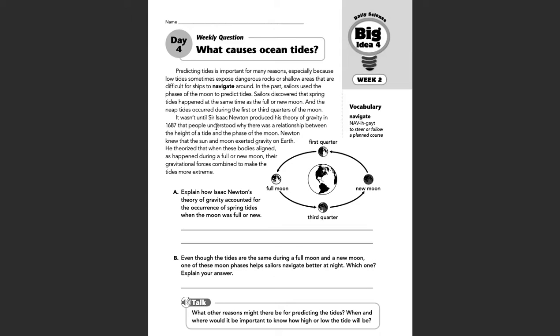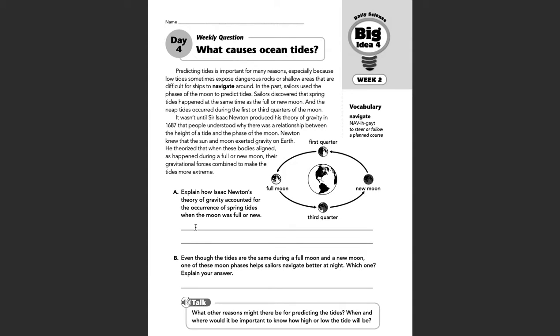It wasn't until Sir Isaac Newton produced his theory of gravity in 1687 that people understood why there was a relationship between the height of the tide and the phase of the moon. Newton knew that the sun and the moon exerted gravity on Earth. He theorized that when these bodies aligned, as happened during a full or new moon, their gravitational forces combined to make the tides more extreme.